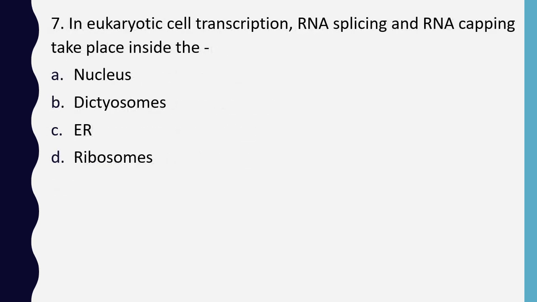Question number 7. In eukaryotic cell transcription, RNA splicing and RNA capping takes place inside nucleus, dictyosomes, endoplasmic reticulum or ribosomes. Correct answer is option A. They take place inside the nucleus.